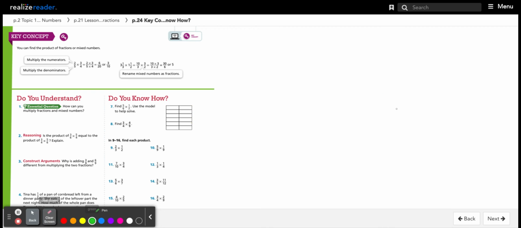Okay, so for the next examples, we are just going to solve the multiplication problems by multiplying straight across. I don't want you to worry about drawing any models or any pictures. Let's just practice our straight multiplication. So for number 8, rewrite it in your notebook, please. Number 8 says 3/4 times 4/9.